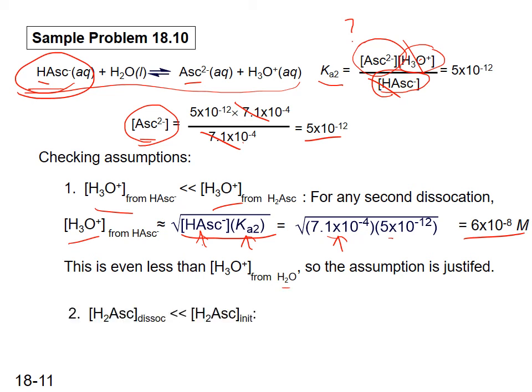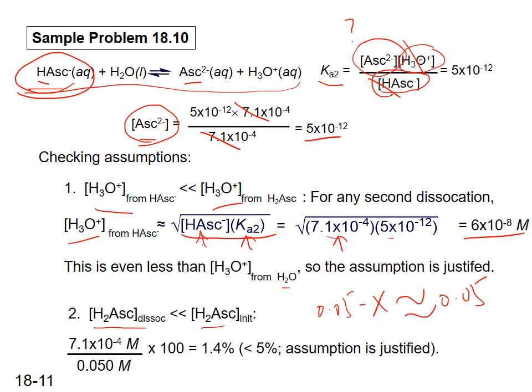Another assumption we made is that the dissociated acid is so small compared to the initial concentration. We assumed 0.05 minus x is approximately just the initial concentration, because x is so small. To justify that, we use the calculated x, the hydronium ion, divided by the initial concentration. You get 1.4%, which is much less than 5%. So the assumption is justified.